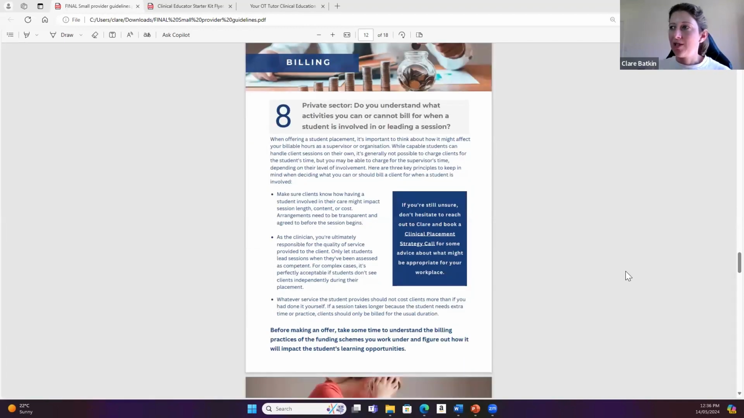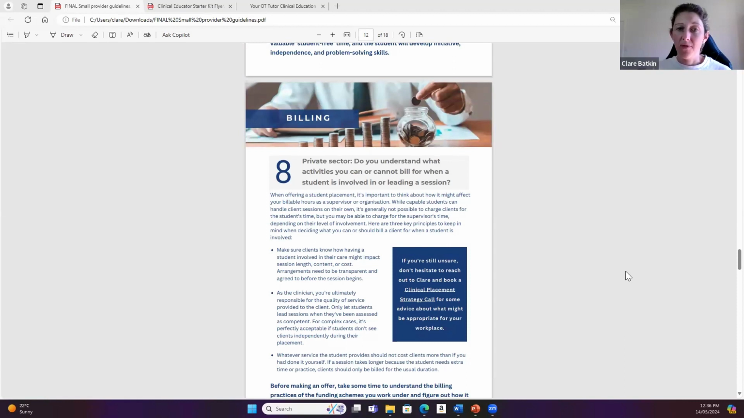On billing, I'm not going to go into this in detail, but if you're working in the private sector, you really need to have a good understanding of what activities you can and cannot bill for when students are involved in or leading a session. For example, the NDIS says on their website that you can't bill the clients or participants for student-led sessions or the students' time, because we're not paying the student themselves. They can definitely be involved in placements. And if the supervisor has had any input into that participant's session, in planning it, supervising it, or being involved in it, then you can still bill for the supervisor's time.